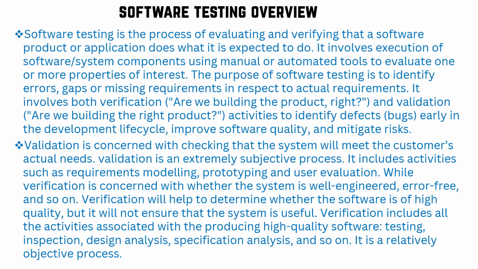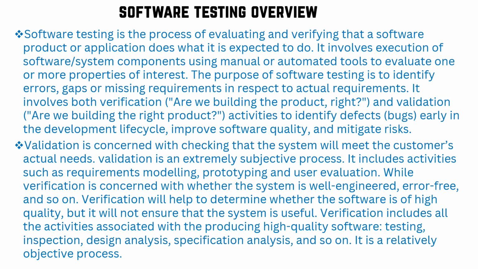Validation is concerned with checking that the system will meet the customer's actual need. Validation is an extremely subjective process. It includes activities like requirement modeling, prototyping, and user evaluation. Validation is mostly done during the development phase. They do different static reviews and other processes to make sure they are going in the right direction to develop the product. That is the reason it is called, are we building the right product? Whereas verification is called, are we building the product right?